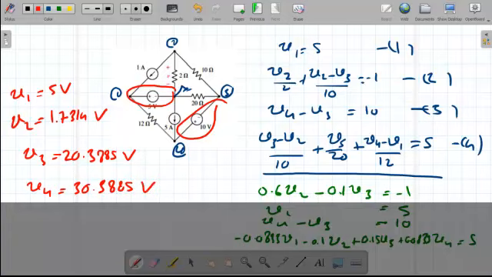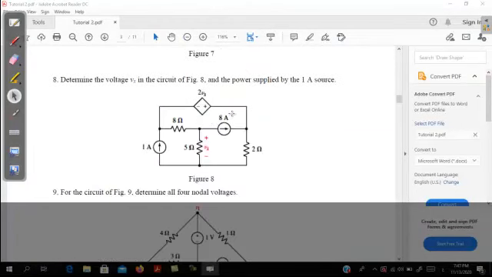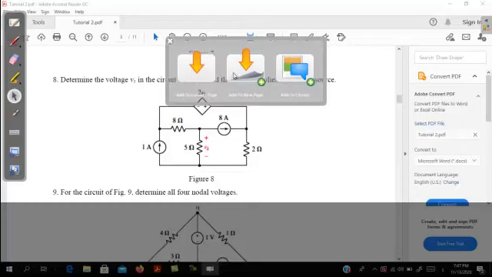Okay, so we're ready to solve problem number 8. Okay, in problem number 8, what do we need to find? We need to find Vx and the power supplied by the 1 amp current source.